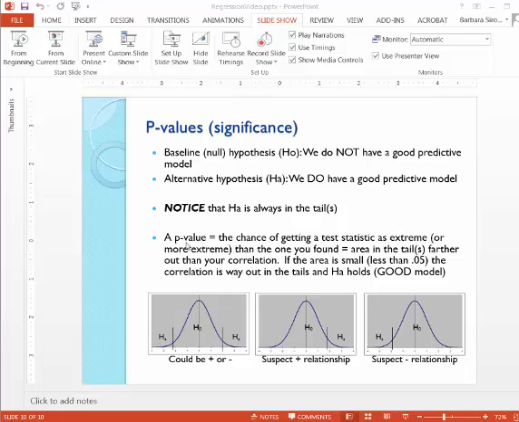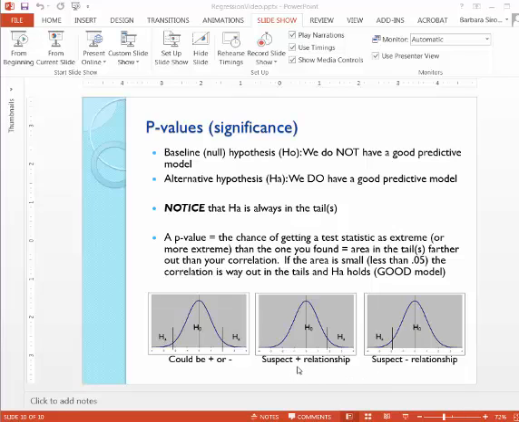What is this significance? Well, that's the chance of getting a test statistic as extreme or more extreme than the one that you found. Or in layman's terms, it's the area in the tails farther out than your correlation coefficient. So for example, if the correlation is 0.92, that's way up here, and the p-value or significance is the area farther out.